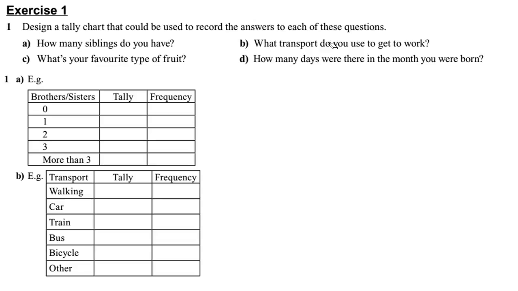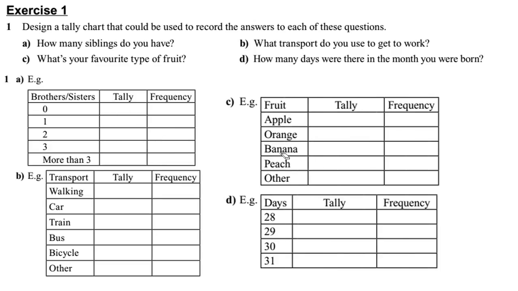For this one, what transport do you use to get to work? Again, the first column will be about the transport they could use. So walking, car, train, bus, bicycle, and then other. So other must be there so that every person who is not using any of these can fill it in there. Okay. So this is how you can do it. These are just examples of how you can lay this out. For C and D, if you want to pause the video and just look at these examples they put down there for you.